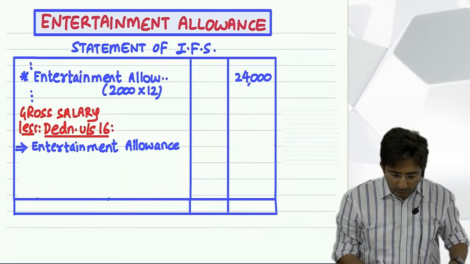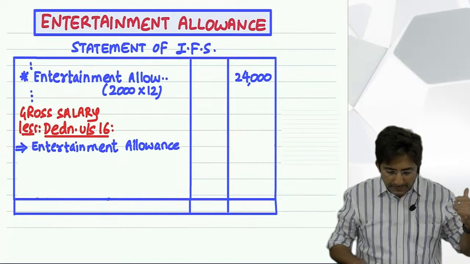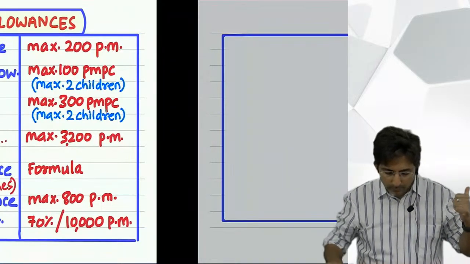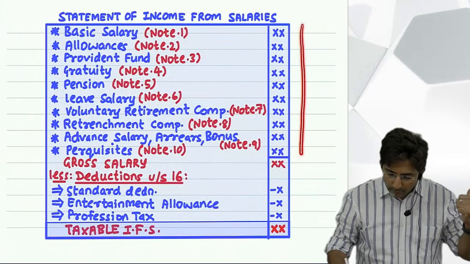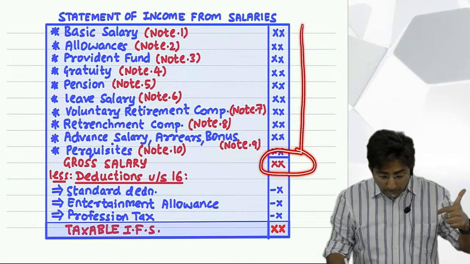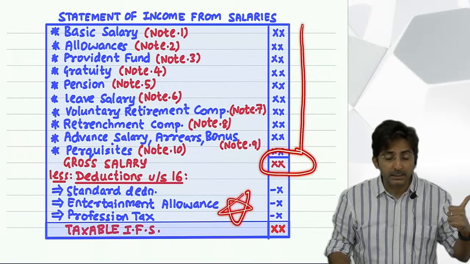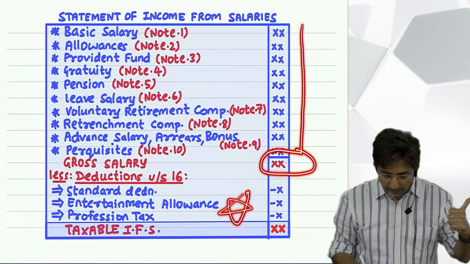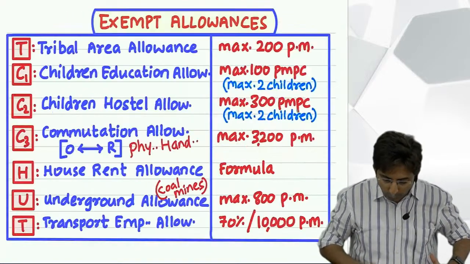And you know what the total of the statement is called? Gross salary. You want to see the format which I had shown last lecture, look. The total of the statement, look, is called gross salary. And after gross salary, can you see there is something called deduction under section 16, there something called entertainment allowance is there. So see, precisely you know what to do, look here, look.